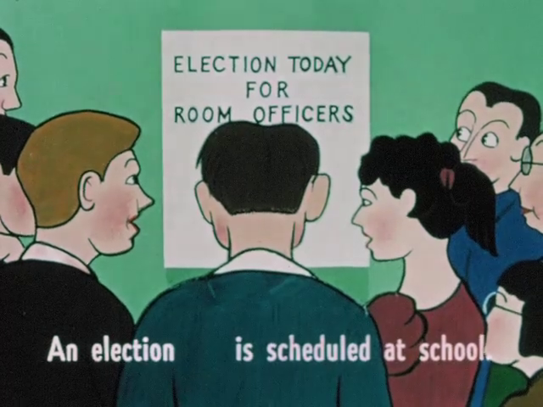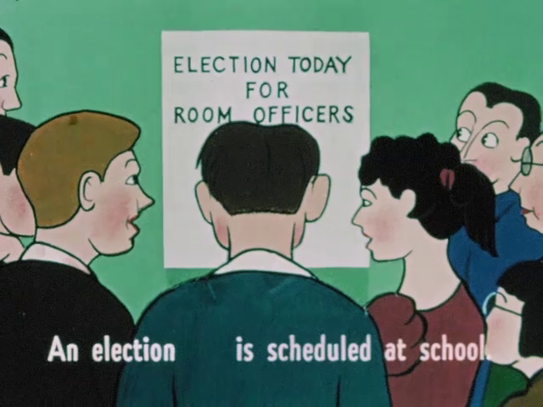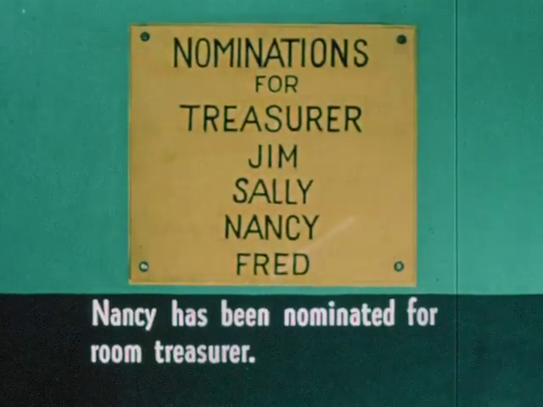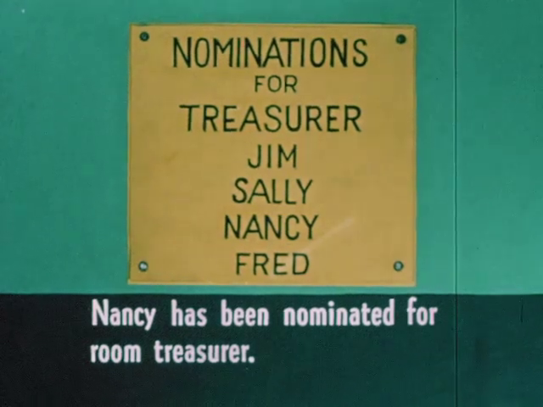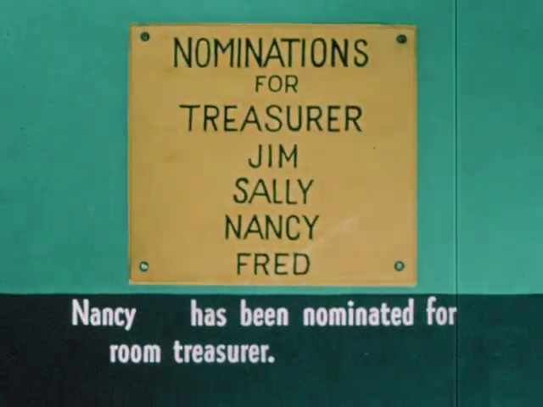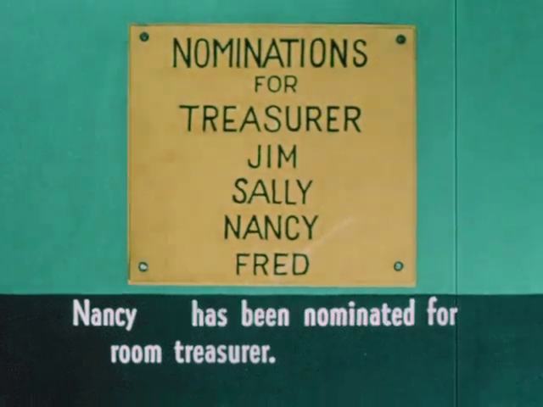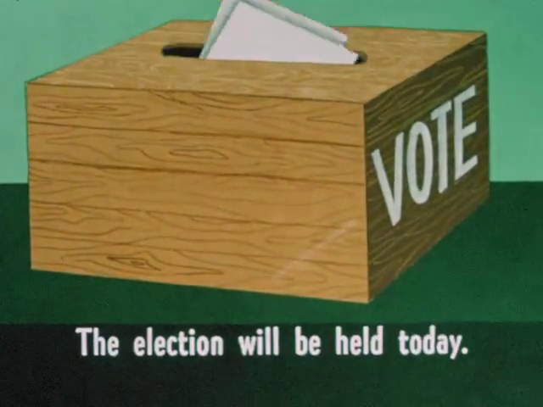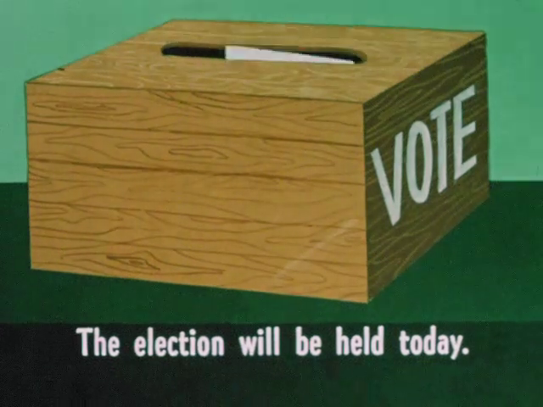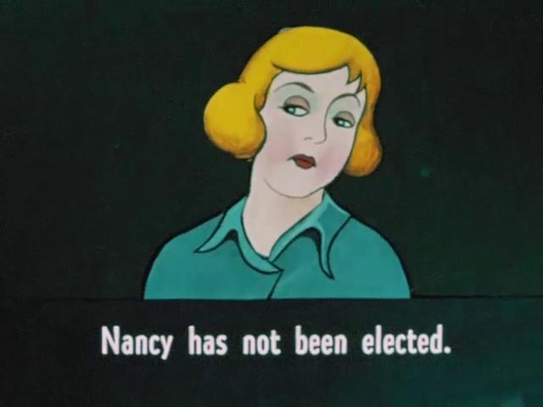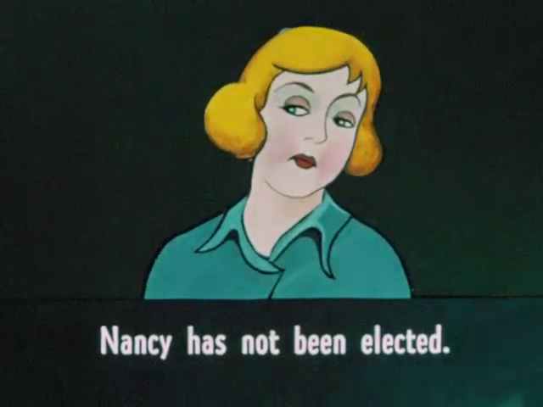Now, as we change tenses, we'll find that the helping words also change. Nancy has been nominated for room treasurer. What is the complete subject? And what is the verb in the complete predicate? The election will be held today. What is the verb? Nancy has not been elected. What is the verb in this sentence? Is it has not been elected?